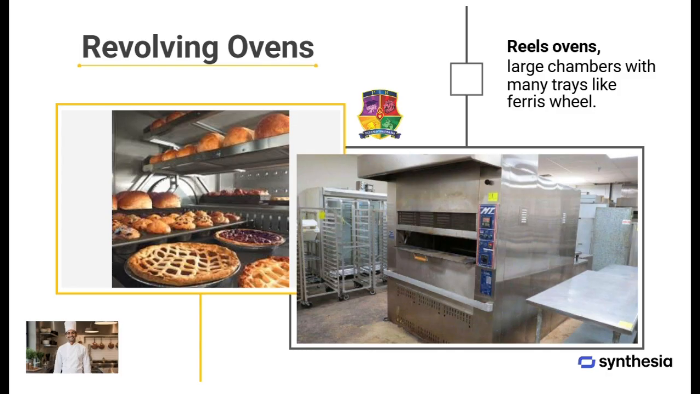So the key point to remember is, a revolving oven uses rotating trays to support high-volume bakery production and consistent baking results. When choosing equipment for a professional kitchen, we always need to consider not only its technology, but also the production volume, available space, investment, and operational needs.